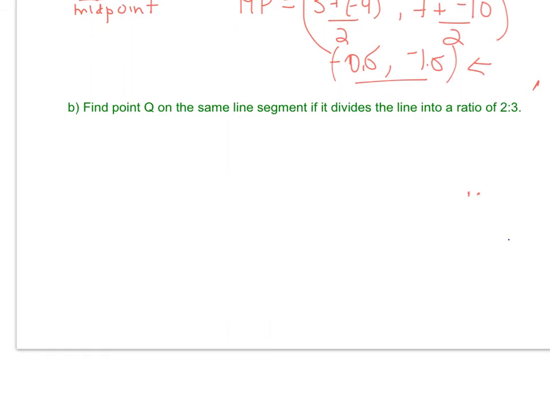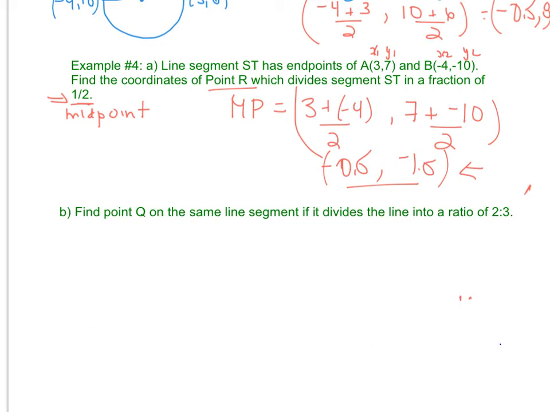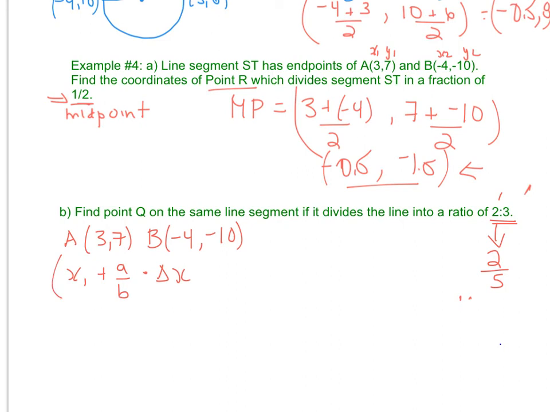Find point Q on that same line. So we've got line A 3, 7, B negative 4, negative 10. So the same coordinates. A is 3 and 7, and B is negative 4 and negative 10. Find point Q on that same line if it divides the line into a ratio of 2 to 3. Well, if it's a ratio of 2 to 3, what's its fraction? 2 over, what's 2 plus 3? 5. So here we can't use the midpoint formula. We have to use the point of division formula. So remember, x1 plus a over b times change in x, and y1 plus a over b times change in y.